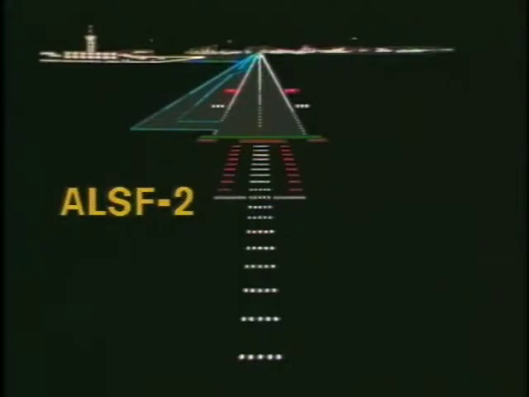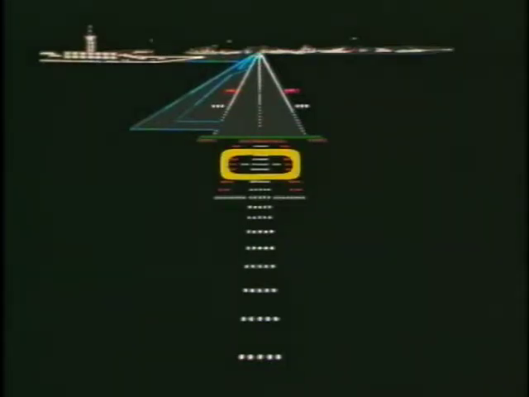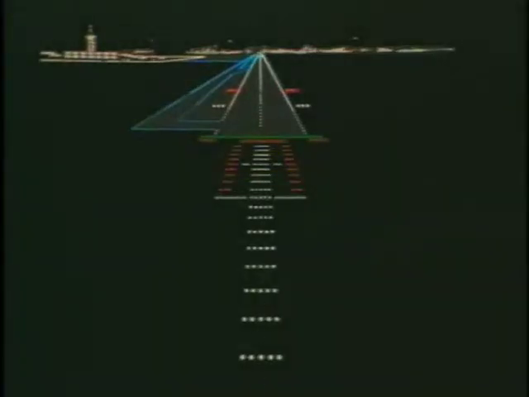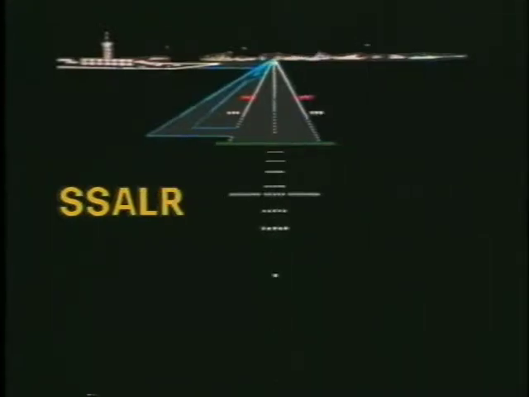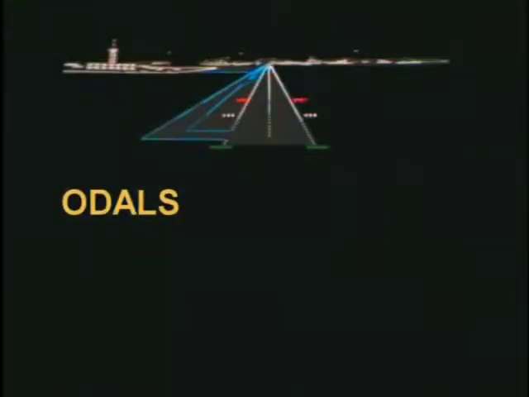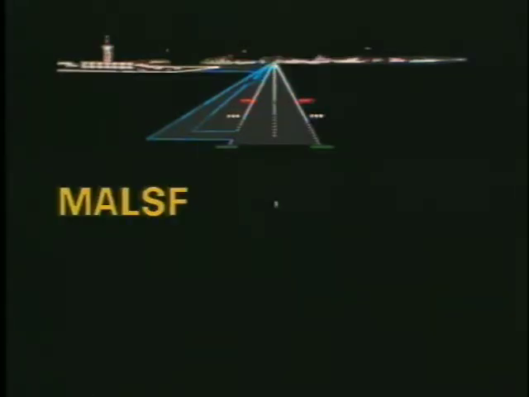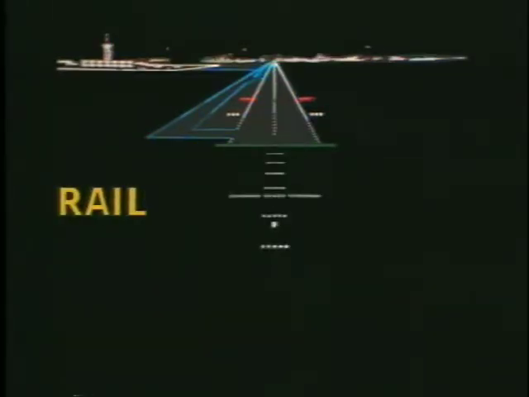The ALSF-2 system includes a row of red lights on each side of the center line and another row of white lights at 500 feet from the runway threshold. This system provides additional runway guidance during the more sophisticated instrument approaches. Most of the other approach lighting systems are variations of the standard system. It's very important to study the approach lights for your destination airport so that you know what to look for as you descend out of the clouds.